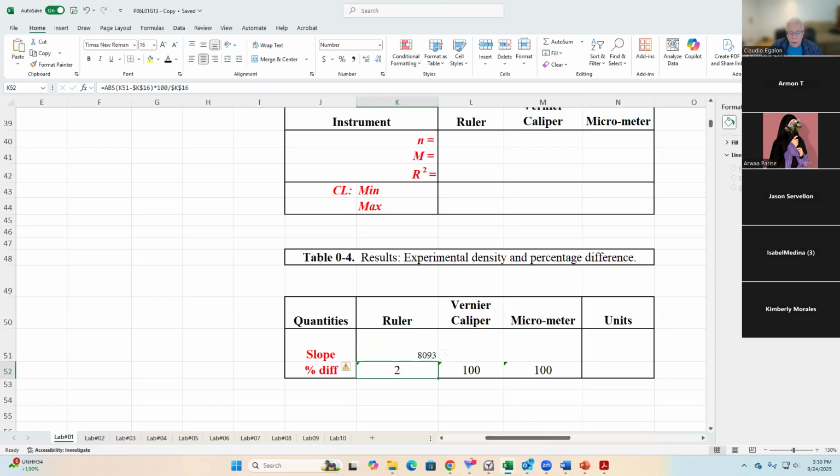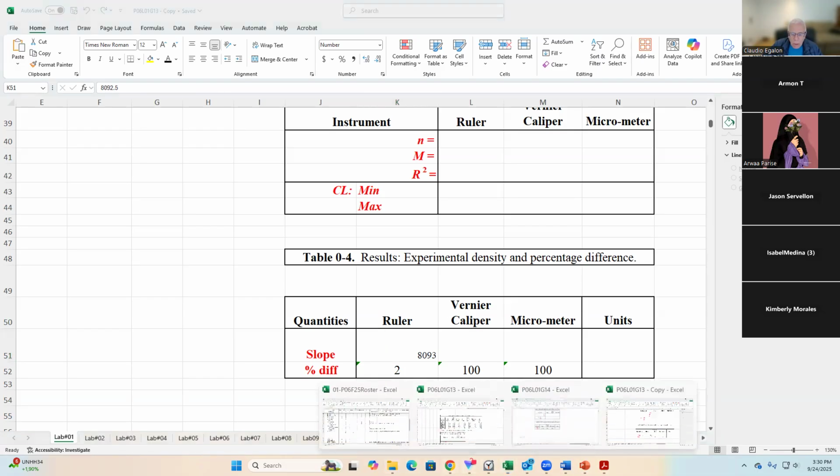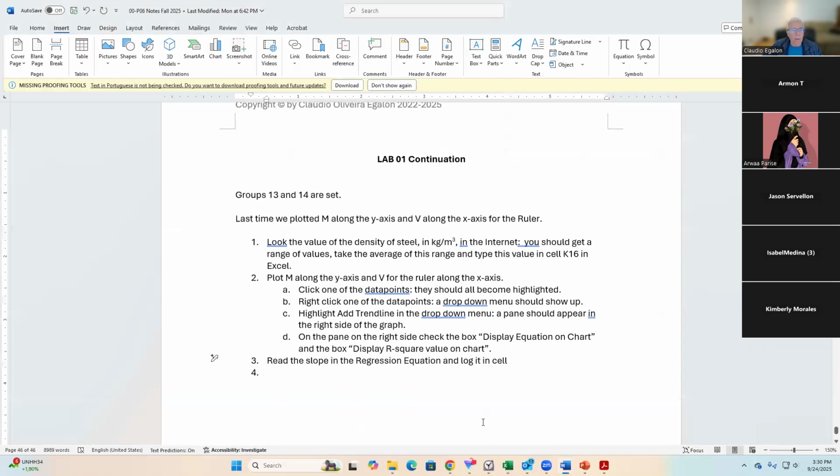And then what are you going to do? That's K51, right? Read the slope and log it in cell K51.